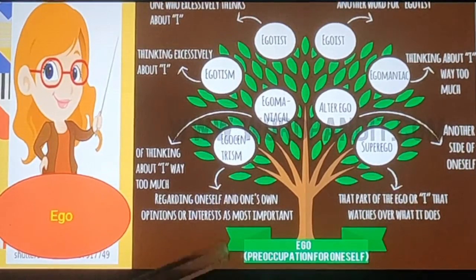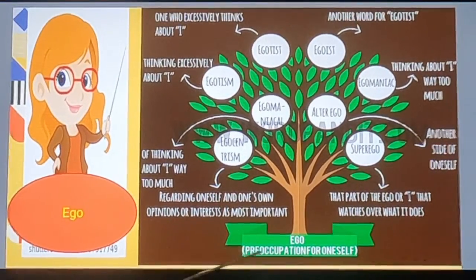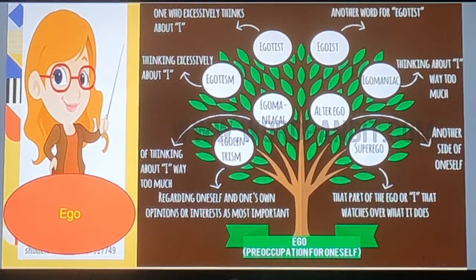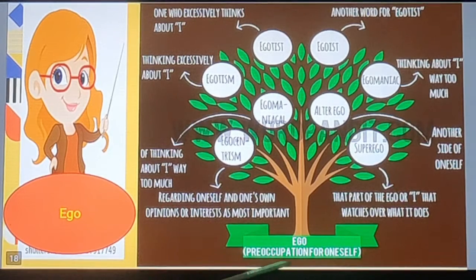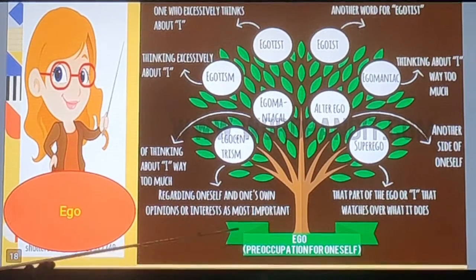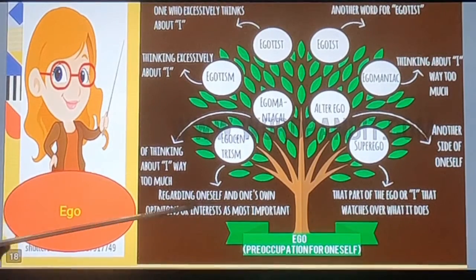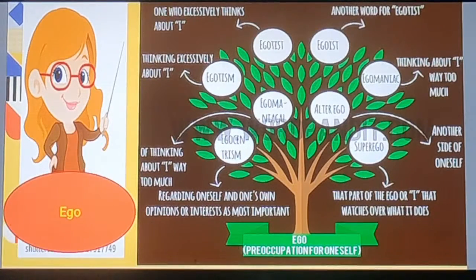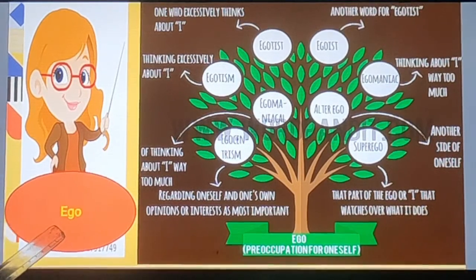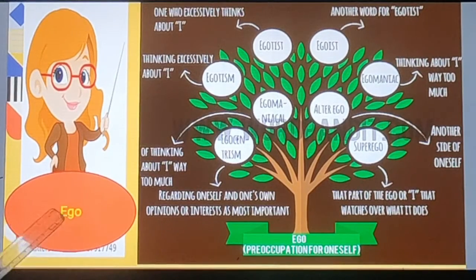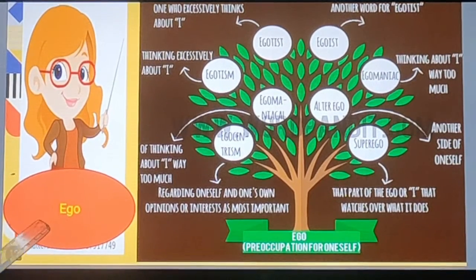This ego, what is the root word of the ego? It means preoccupation for oneself. Preoccupation of oneself. Do you understand? Okay, are you understand? Ego. Okay, comes the next one.